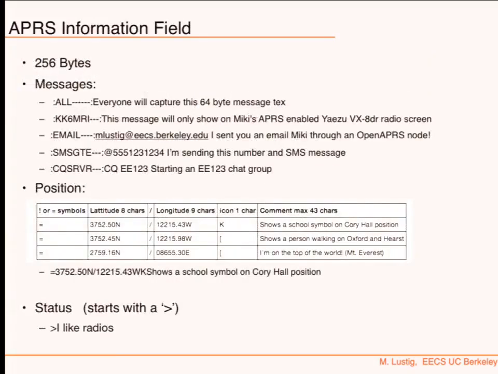Okay, what's interesting really is the information field. The information field sends you the information of the packet, but in APRS it's also used to send other things too. It's 256 bytes long. And there are 3 types of information messages in APRS. There's one called message, another called position, and another called status. Each one has a different format.